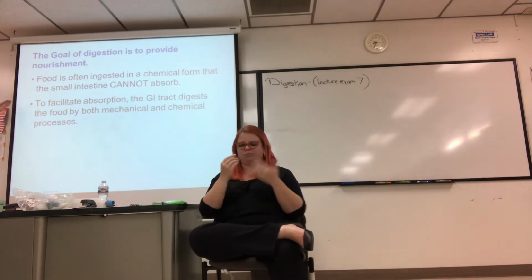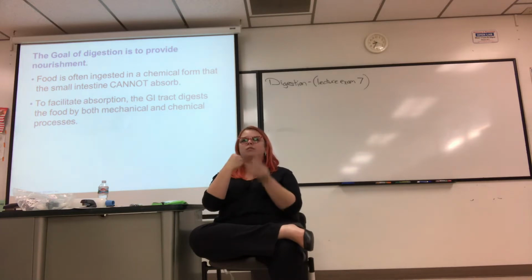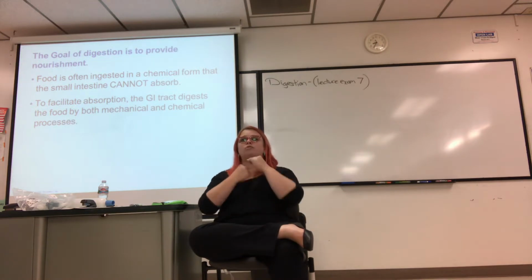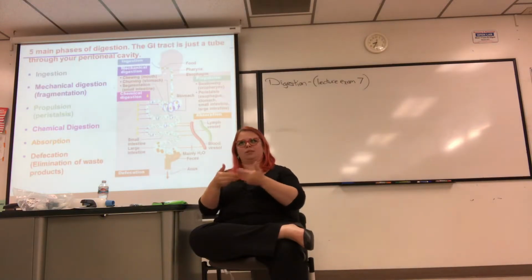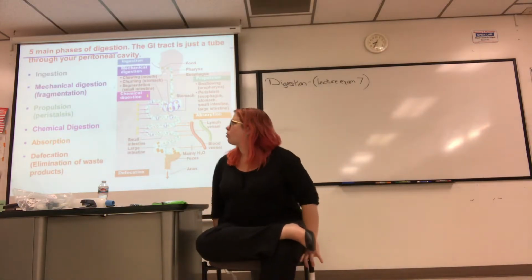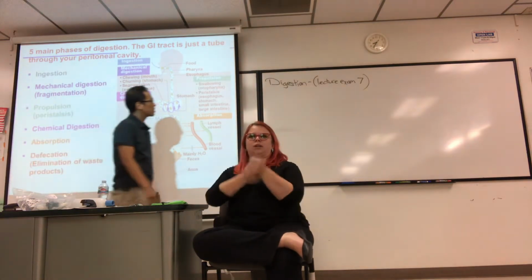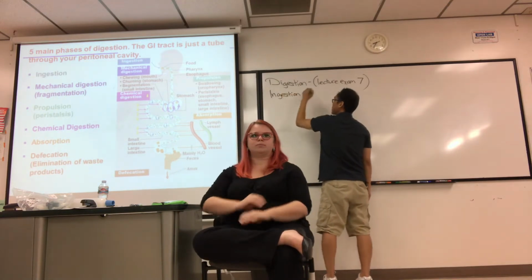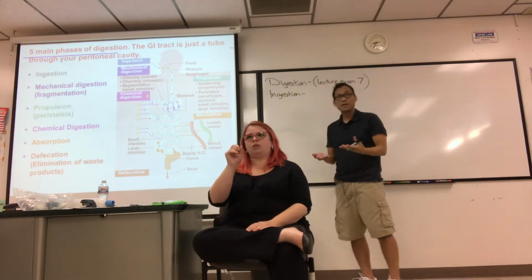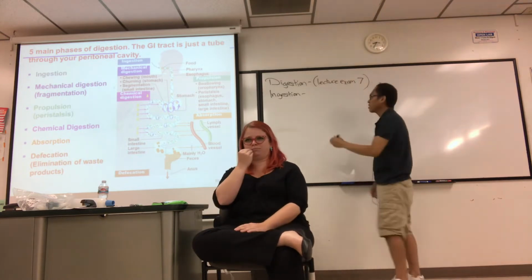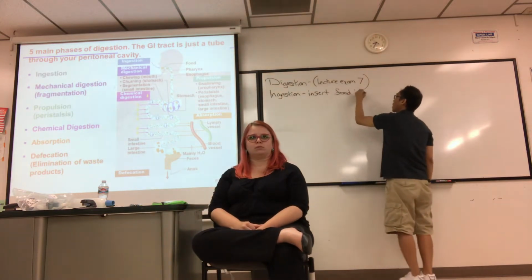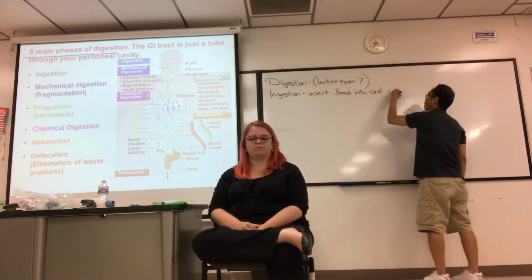Food is often ingested in a chemical form that the small intestine cannot absorb. To facilitate absorption, the GI tract digests food by mechanical and chemical processes shown here. So let me define these major processes, and we have a nice picture to accompany it. Give me an overview here. Ingestion is basically stick it in your mouth. Okay, insert food into oral cavity.